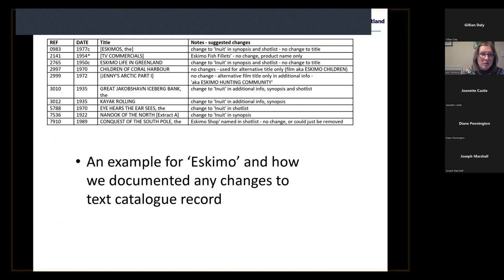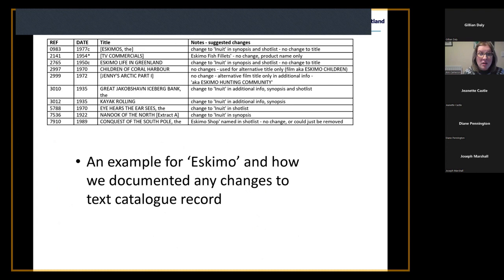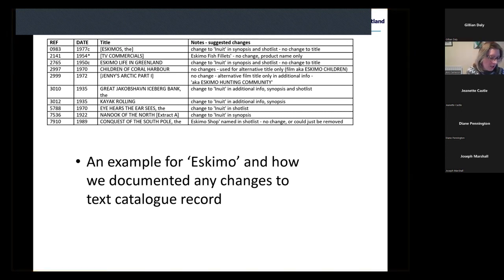We also have a document in the National Library where we track all the changes. So whether we change it or not, we would track it. So you can see here, Eskimos, we've changed it to Inuit quite a few times, but we haven't changed the title because that is the actual archival record. Eskimo fish fillets we wouldn't change because that's just a product name. There's all sorts of things. This is just a very brief example of the sorts of things that we would record and change or not.